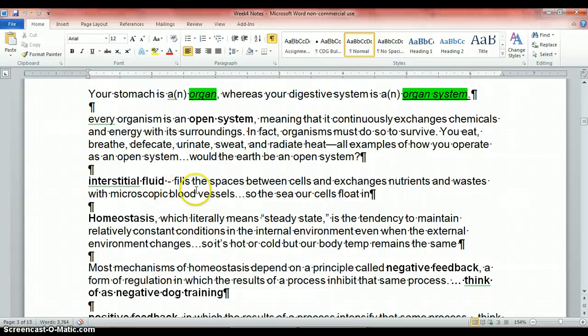Interstitial fluid fills the spaces between the cells and exchanges nutrients and waste with microscopic blood vessels. So this is the sea that our cells float in, the liquid. Okay.